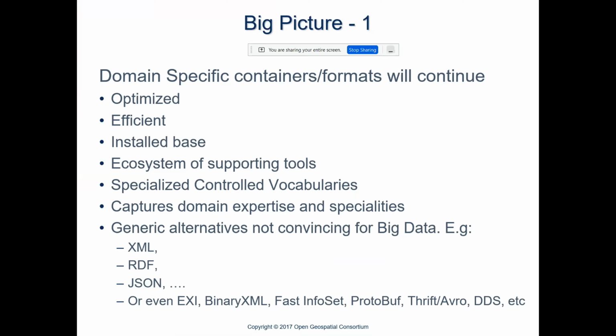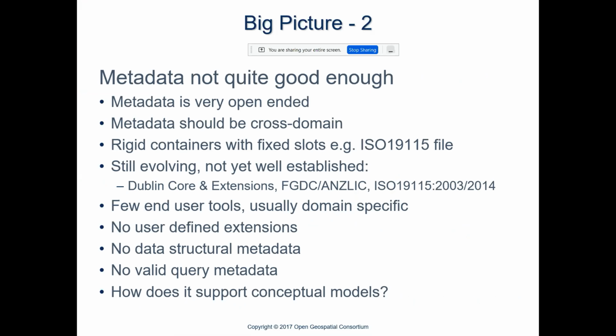And the generic data sets, storing things as RDF triples or as XML or as JSON or binary XML or protobufs, all these generic container formats haven't really been successful. But the domain-specific ones are, because they've evolved over the last 30 years. So they're refined and sophisticated.